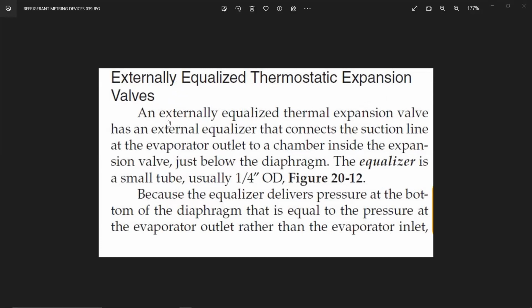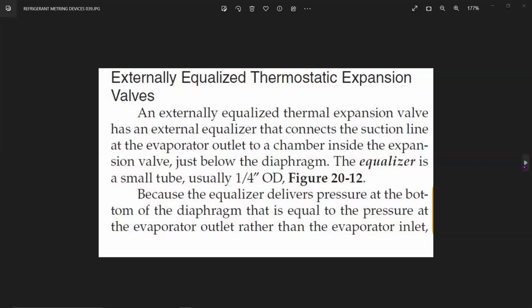You'll just see that. An externally equalized thermostatic expansion valve has an external equalizer that connects the suction line at the evaporator outlet to a chamber inside the expansion valve, just below the diaphragm. The equalizer is a small tube, 1/4 inch OD, or outer diameter. You see the figure. The equalizer delivers to the bottom of the diaphragm a pressure equal to the pressure at the evaporator outlet rather than the evaporator inlet.